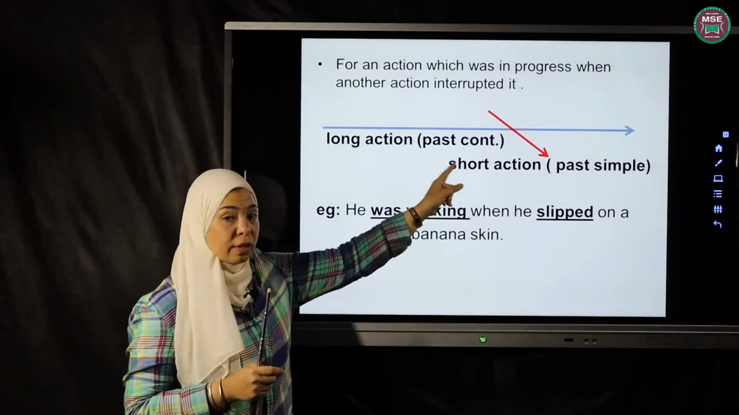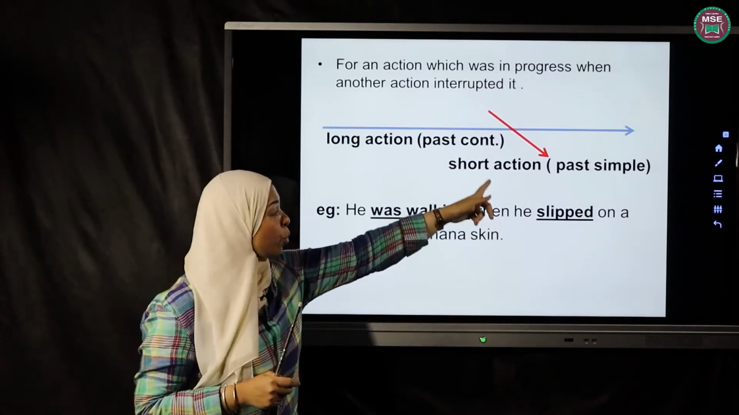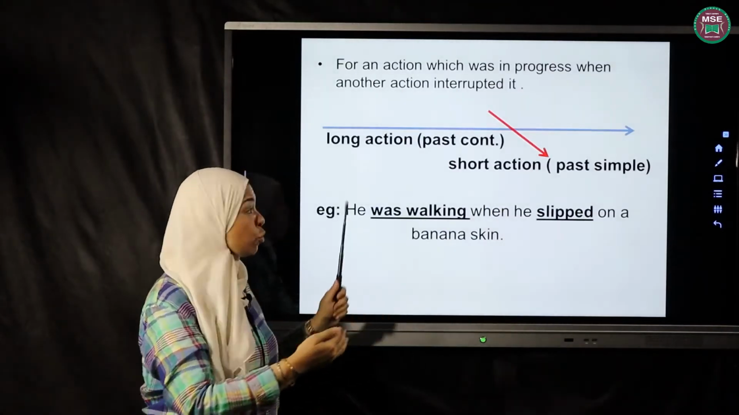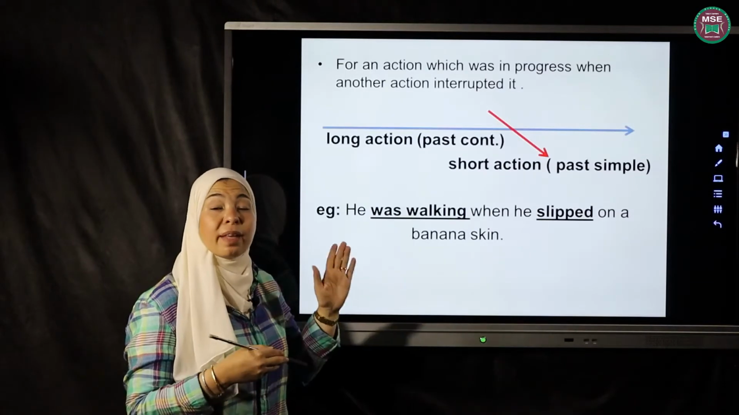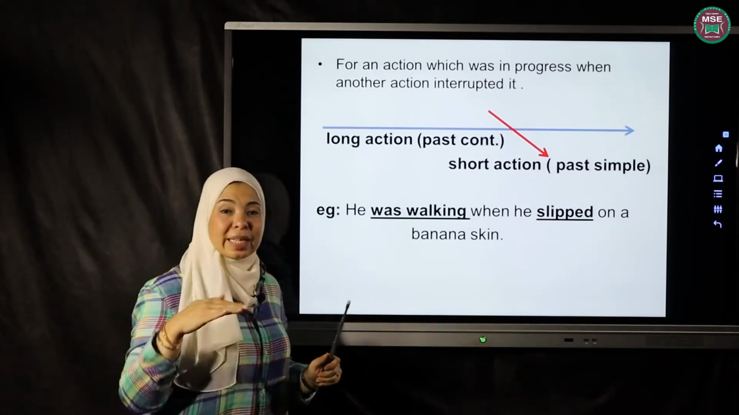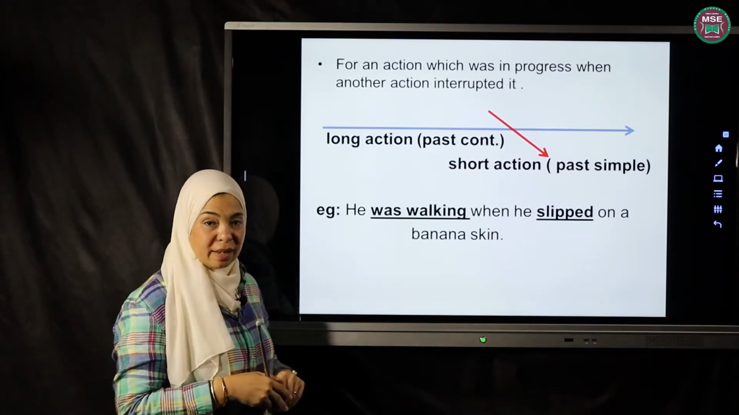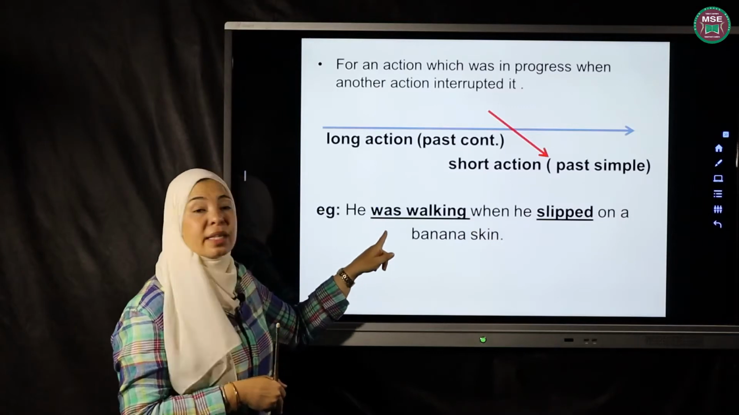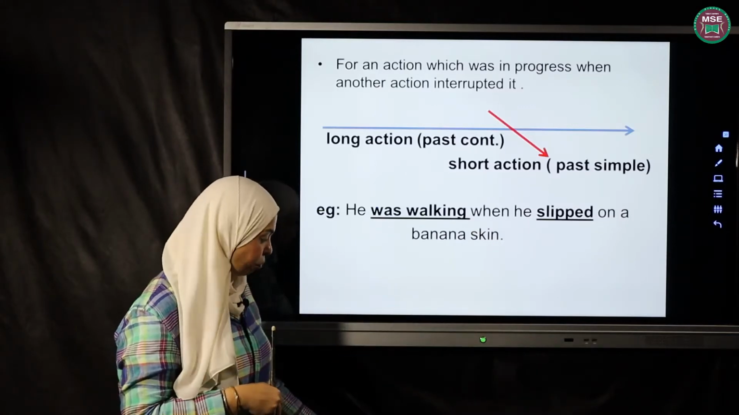So the long action is interrupted by a short action. The short action should be expressed in past simple, while the long one should be expressed in the past continuous. So he was walking when he slipped on a banana skin. This is a short action, past simple, slipped, and this is the long one.